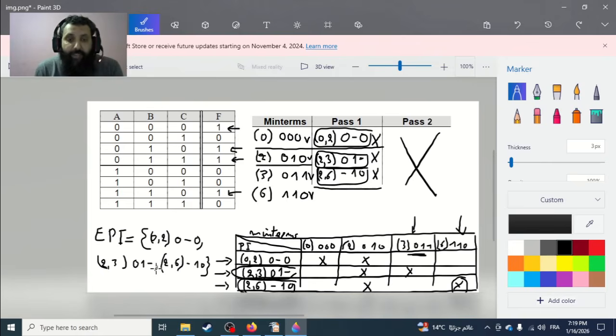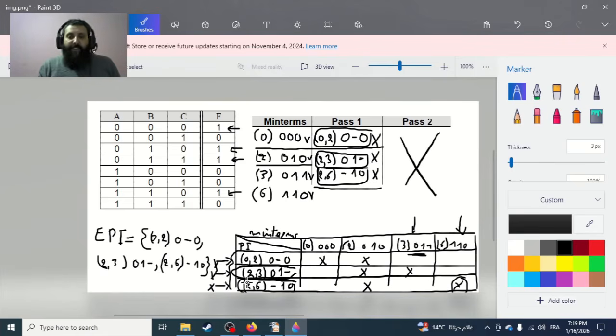But in this situation, we are not fortunate. Why? Because all the prime implicants are essential. We can't delete any. We have to use the 3. And in this case, the method stops here. We cannot continue. We have to stop here because we are not able to delete any prime implicant.